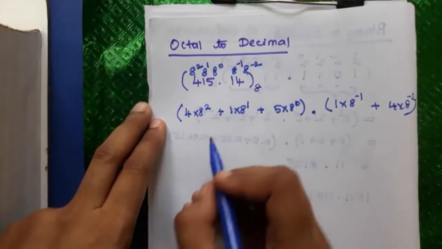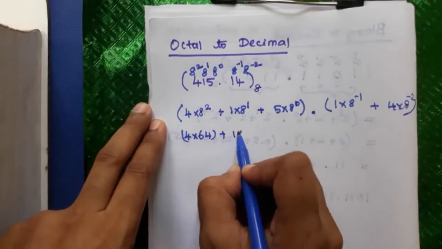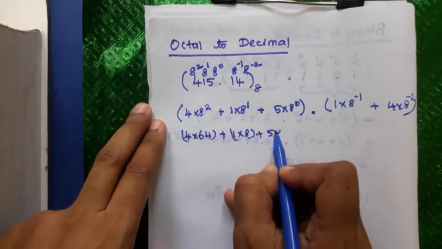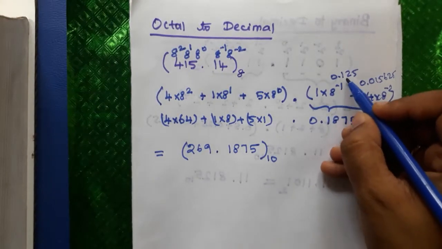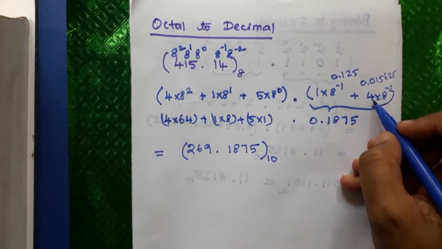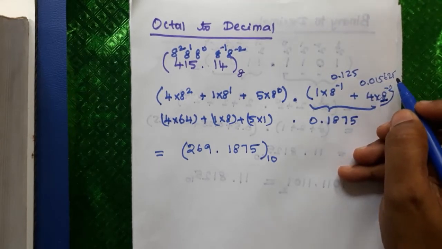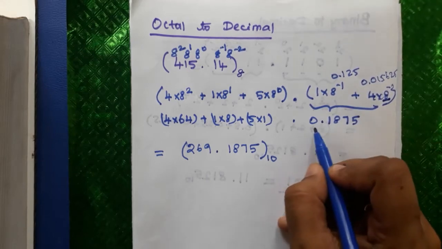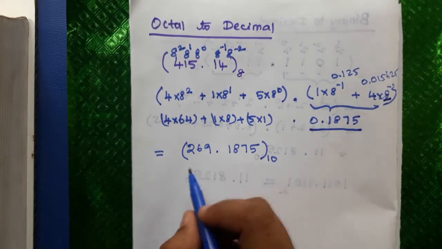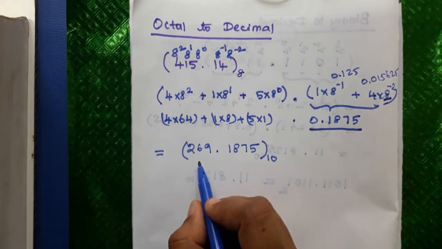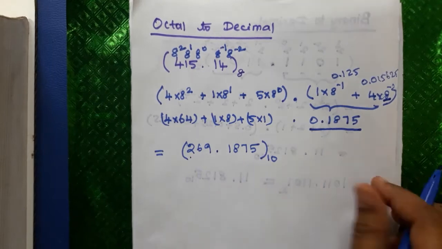By solving this, it is 4 into 64 plus 1 into 8 plus 5 into 1 dot 8 power minus 1 is 0.125 and 8 power minus 2 is 0.015625. So the sum is 0.1875. The conversion of octal to decimal gives the final answer 269.1875 to the base 10.